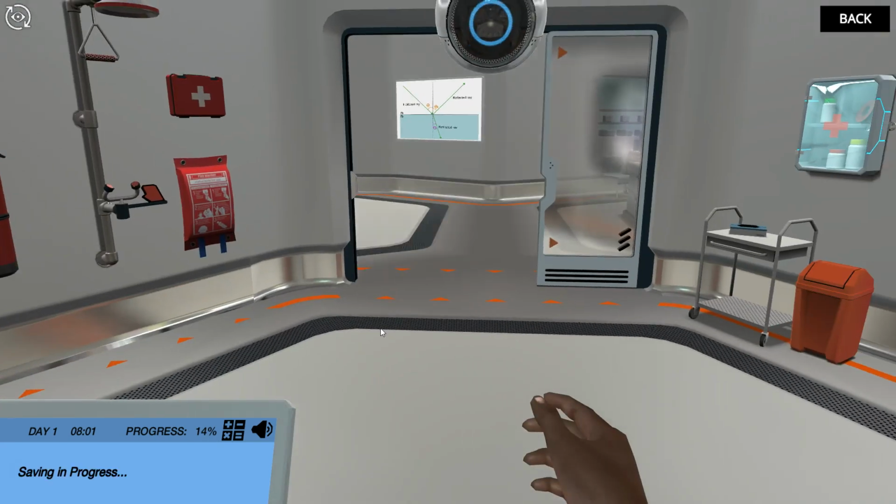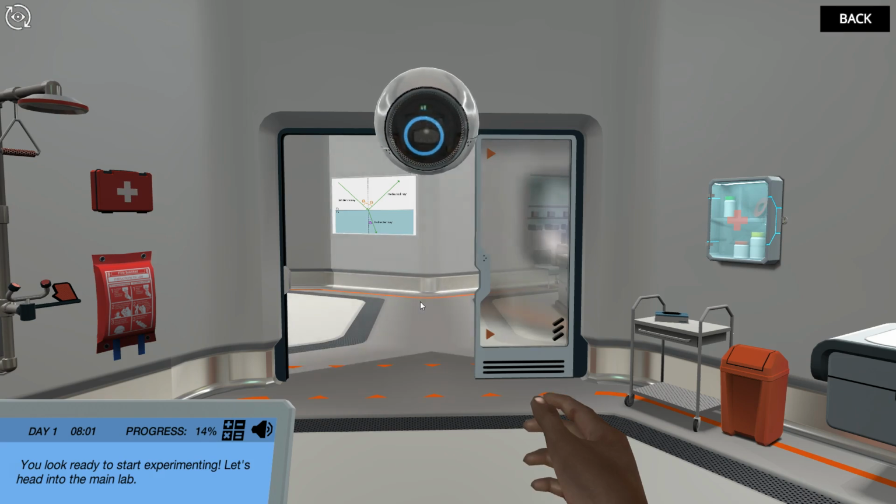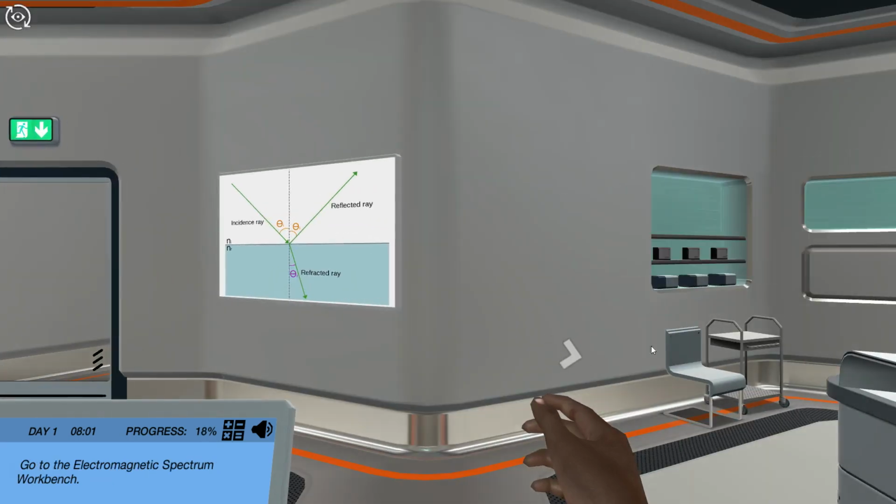You look ready to start experimenting. Let's head into the main lab. Go to the electromagnetic spectrum workbench.